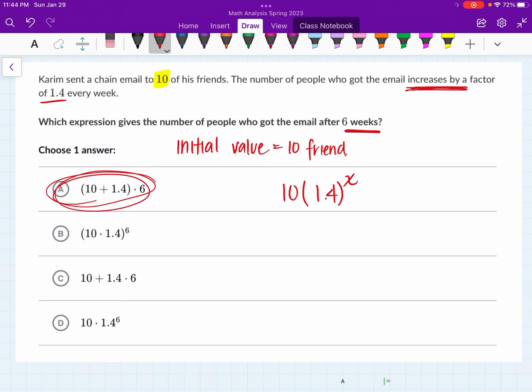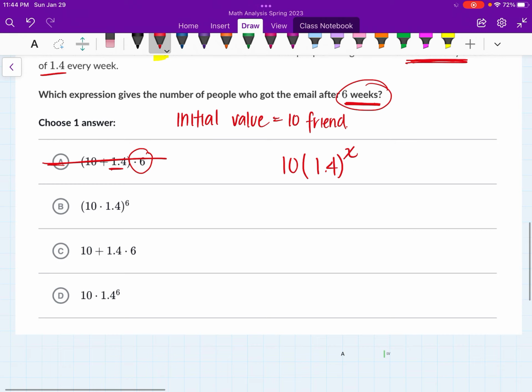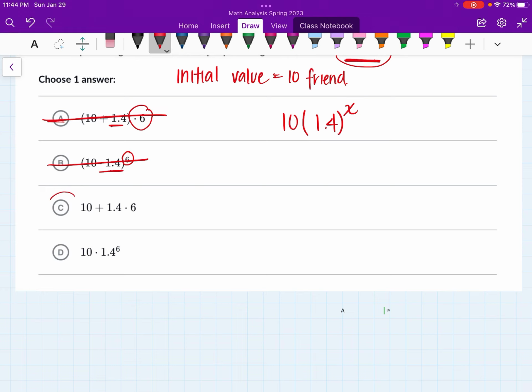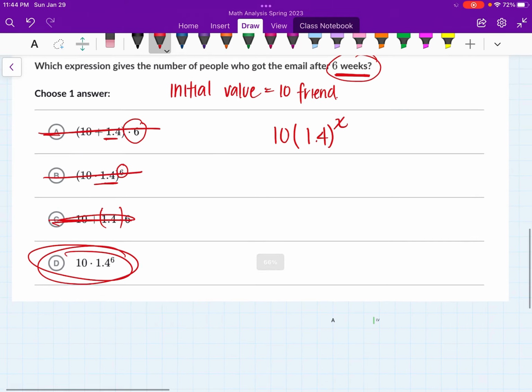Now, I am going to be crossing this one off here, because when we have the 6 weeks, it's represented as an exponent, and it should only be affecting the 1.4. So that's out. Take a look at the next one. We do have that 6 as the exponent, but once again, it's multiplying everything when it should just be multiplying that 1.4. That's out. Next one, this could potentially be correct if I would multiply this by 10 instead of 6. So that one's out. And the only one that probably matches our answer would be D.